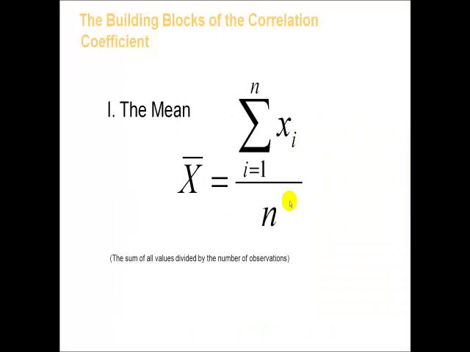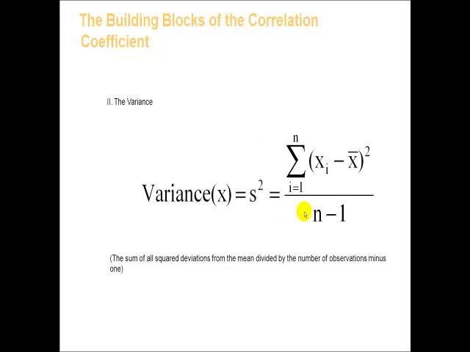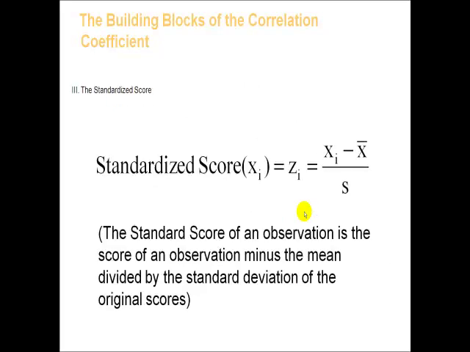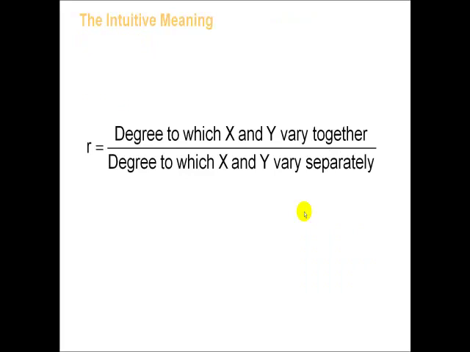The formula has a couple elements that are put together. One, we have the mean. This is the formal way of writing the mean out, but it's basically the sum of all the x's divided by n. We have variance. We have the standardized score, the z-score. Okay, those are the basic building blocks.